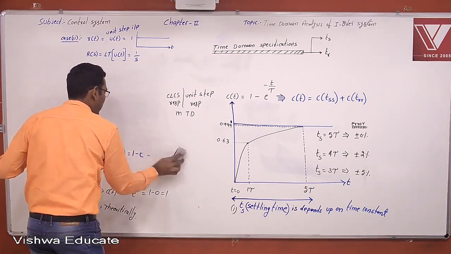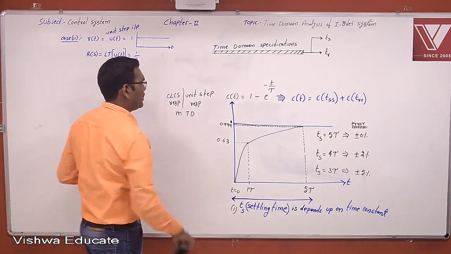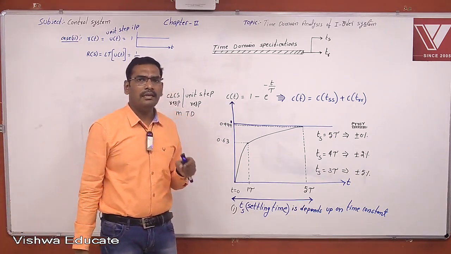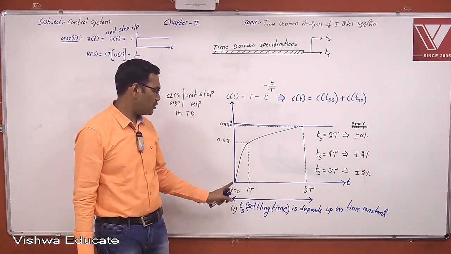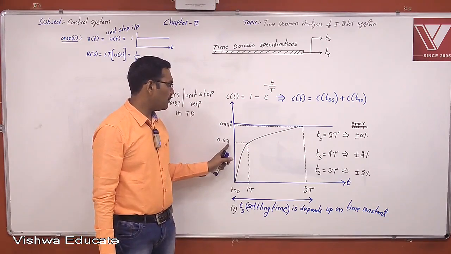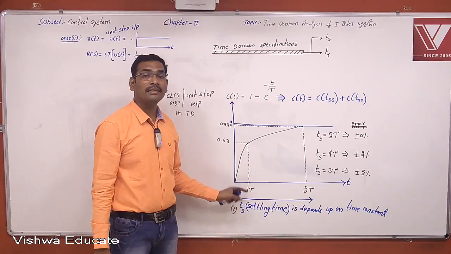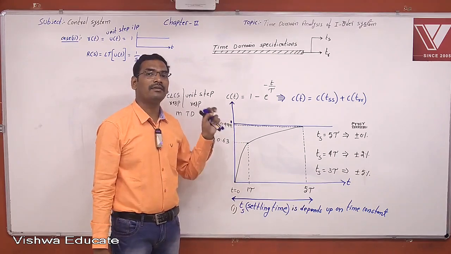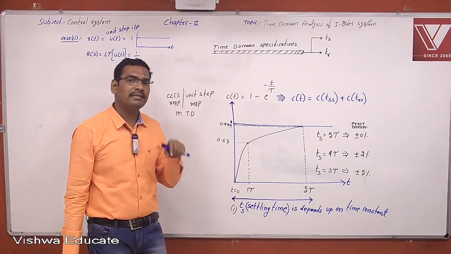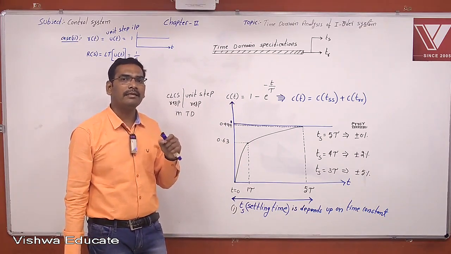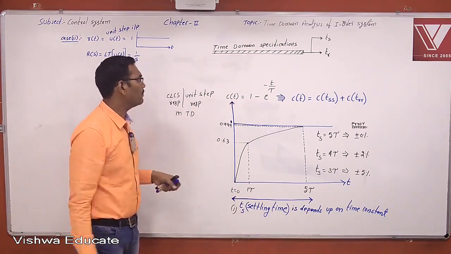Okay, before that, one important point I want to say: the time constant definition. What is the time constant definition? Note down, students: the time taken by the response to reach 63% of final value is called one time constant. This is the practical definition of time constant. What is the theoretical definition of time constant? In the impulse response, the time taken by the response to reach 37% of initial value. Okay, right.